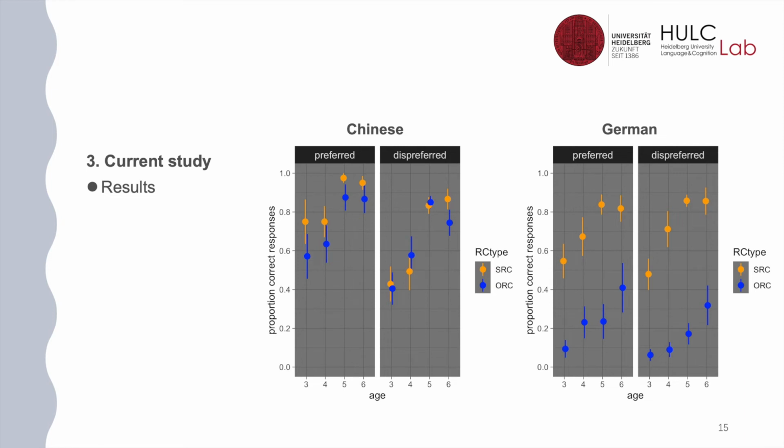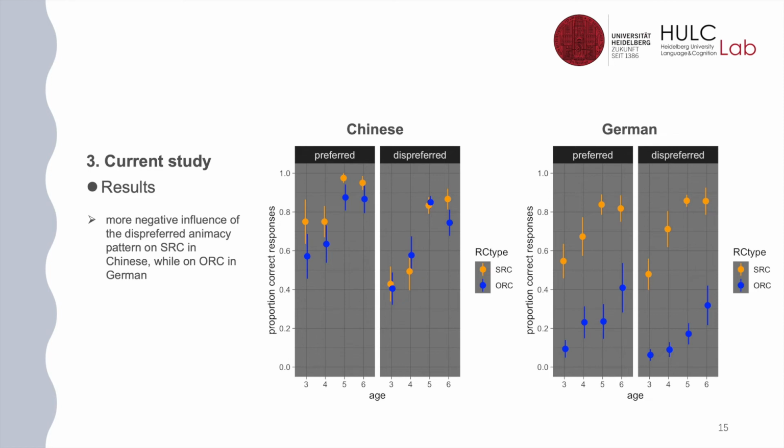Comparing the preferred with the dispreferred pattern in Chinese and German respectively, it can be seen that the SRC advantage is balanced by the dispreferred animacy pattern in Chinese, while in German the SRC advantage is more pronounced in the dispreferred pattern, which indicates that in Chinese, SRCs are more negatively affected by the dispreferred animacy configuration, while in German, ORCs.